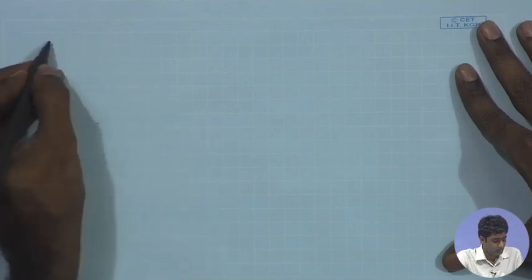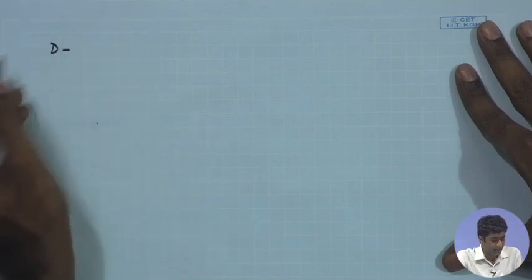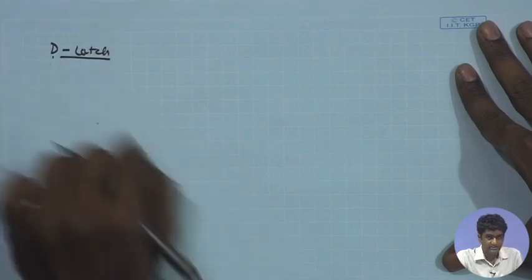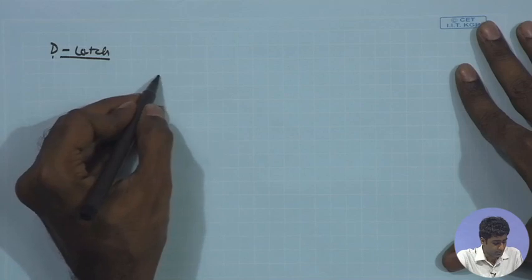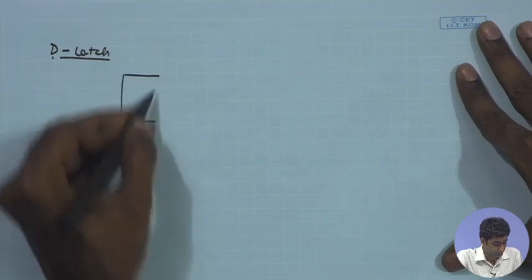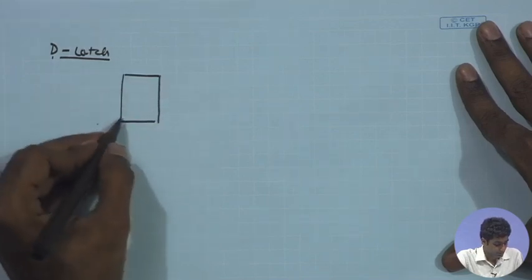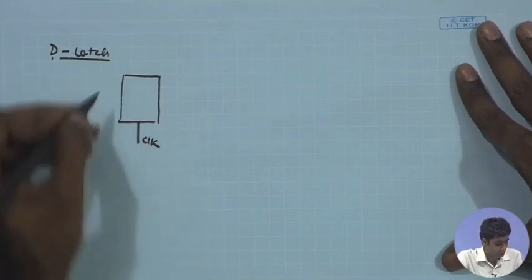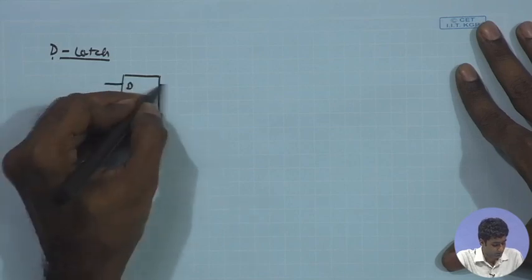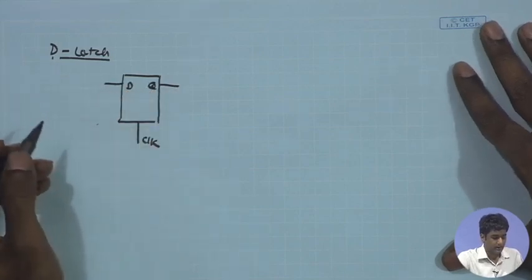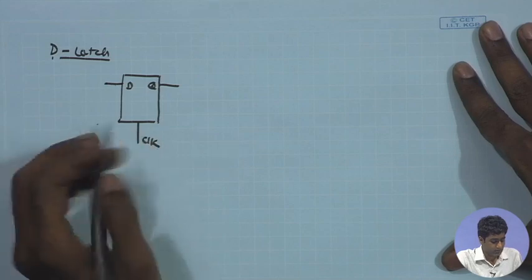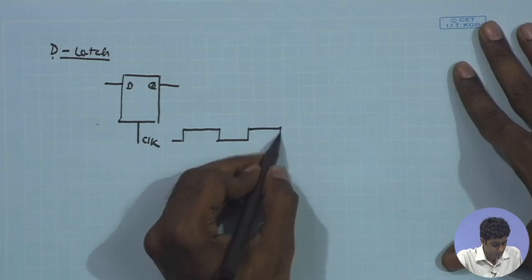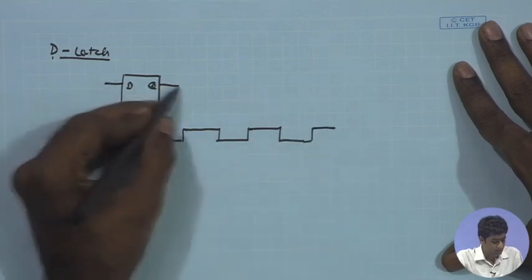So, one of the common latch topologies can be identified as the D latch, or the data latch, which is driven by a clock, and you have the D input and the Q output. Here the functionality is that when the clock is high, then the latch is transparent.